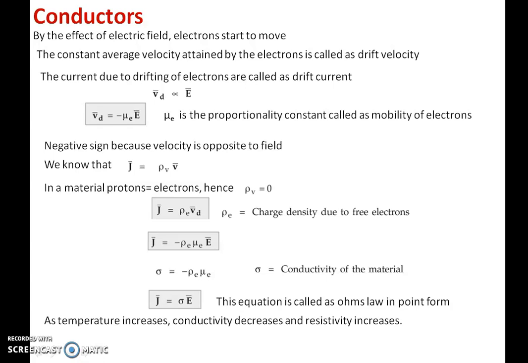Hi all. In the previous video, we saw what conductors are and what drift velocity is, how they are related with electric fields, and then we saw Ohm's law in point form. Ohm's law in point form is given by J is equal to sigma into E, where sigma is the conductivity of the material, and as temperature increases, this conductivity starts to decrease. The conductivity and resistivity are inversely proportional to each other.